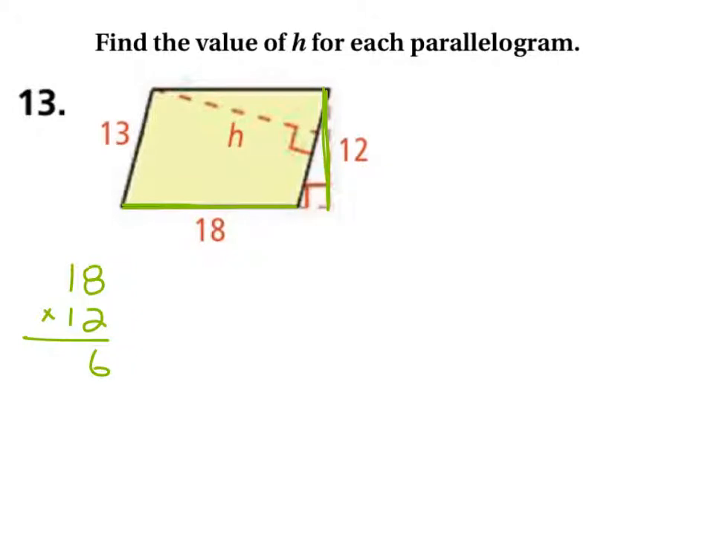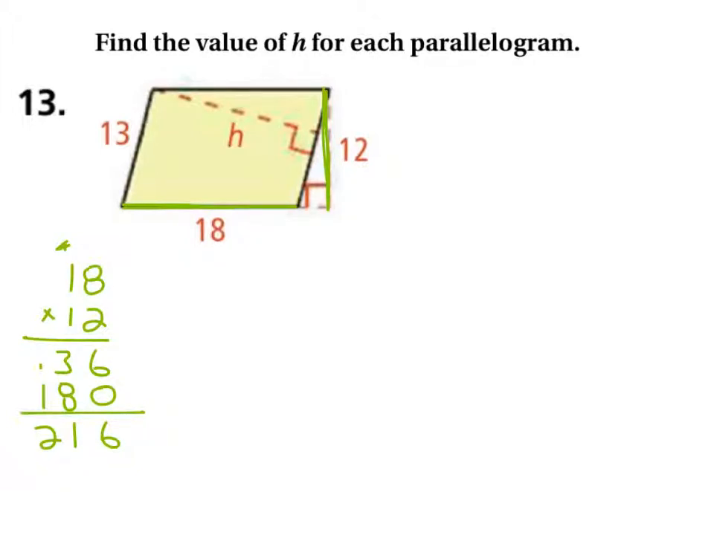What do we get? 2 times 8 is 16, carry the 1. 2 times 1 is 2, plus 1 is 3. Then a 0 placeholder, cross that out. 1 times 8, 8. 1 times 1, 1. And when we add them, we get 216. Okay? Now, what's the other thing that we need to figure out?